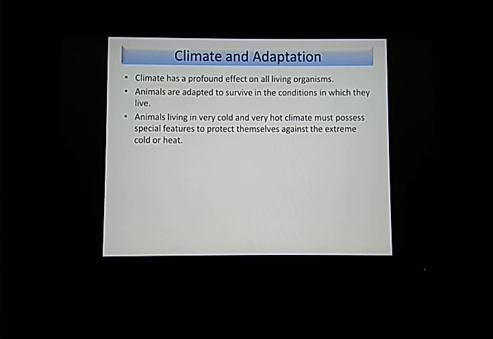So animals living in very cold or very hot climates must possess special features to protect themselves against the extreme cold or heat. Not all places on earth have favorable climatic conditions. There are also some hostile environments which are very cold or very hot. In those geographical regions, how do these animals survive? It all depends upon their bodily structures, their bodily features, their eating habits and all those things. How do they tackle those hostile climates? All this depends upon their adaptability. How they adapt themselves to their surroundings determines their survival level.